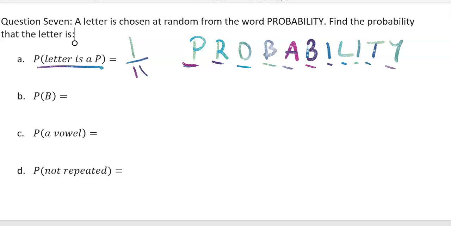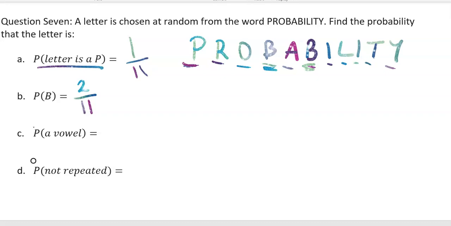All right, probability of choosing a B. How many B's do I have? I've got 1, 2 B's. So there's 2 ways I can choose a B. We said there was 11 in total. So 2 out of 11 chance of choosing a B.